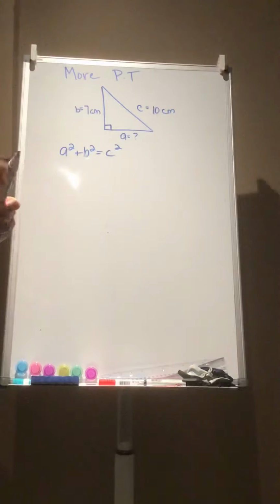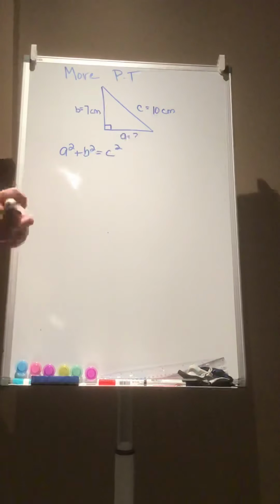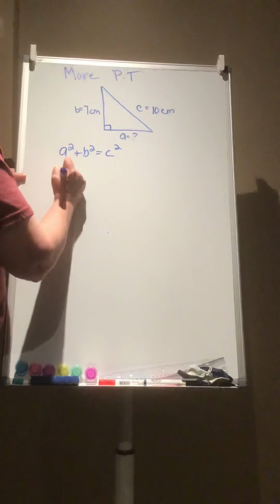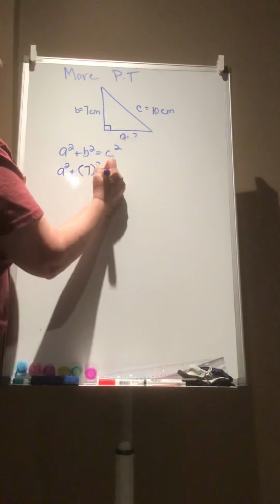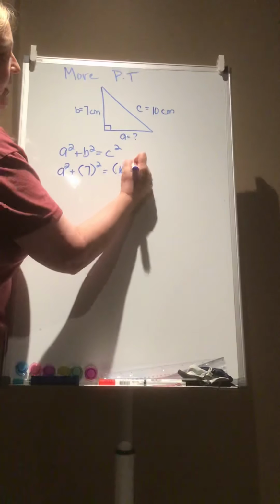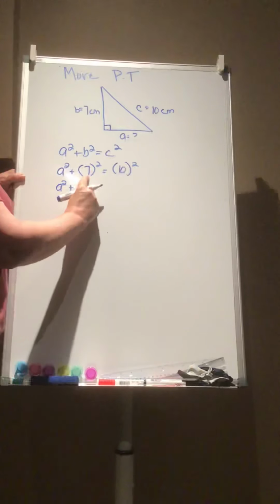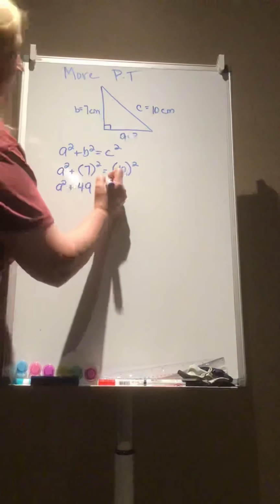Except, like I said yesterday, this time instead of finding C, we need to find either A or B, and this works exactly the same whether it's A or B missing. It doesn't matter. So we have our formula of a squared equals b squared plus c squared. I don't know what a is, so I'm going to leave it alone. B I know is 7, and c I know is 10. So a squared plus 7 times 7 is 49. 10 times 10 is 100.